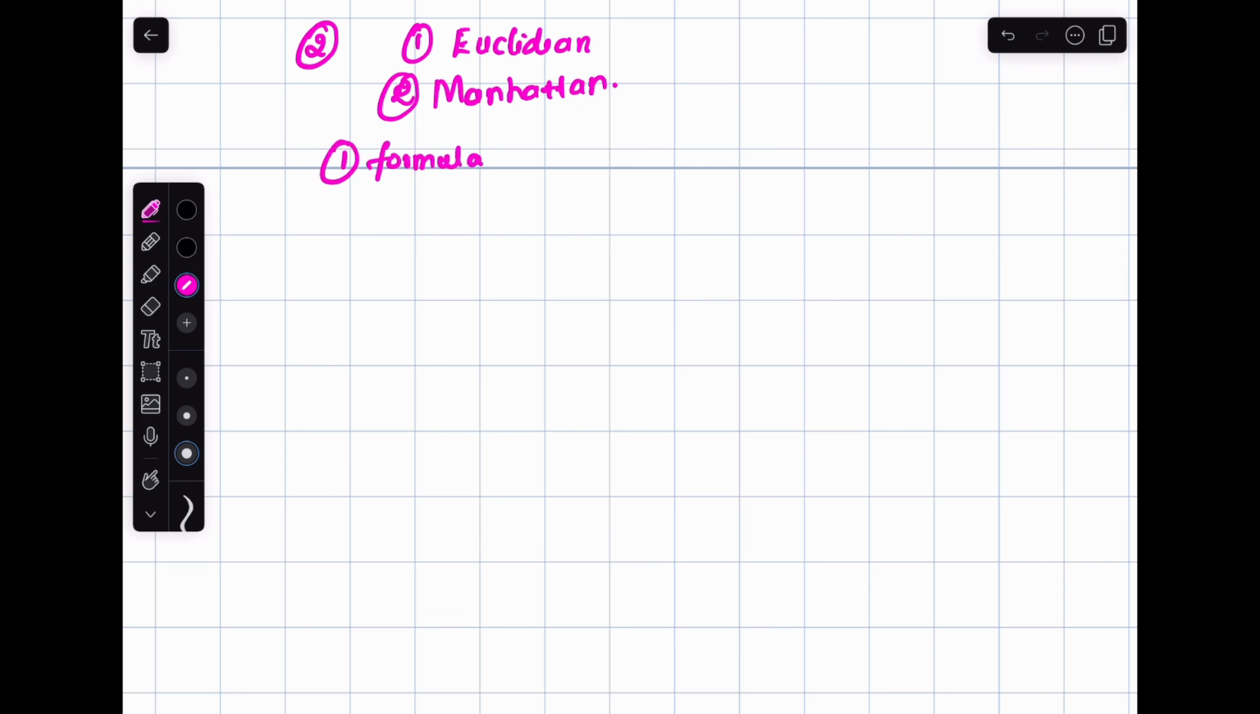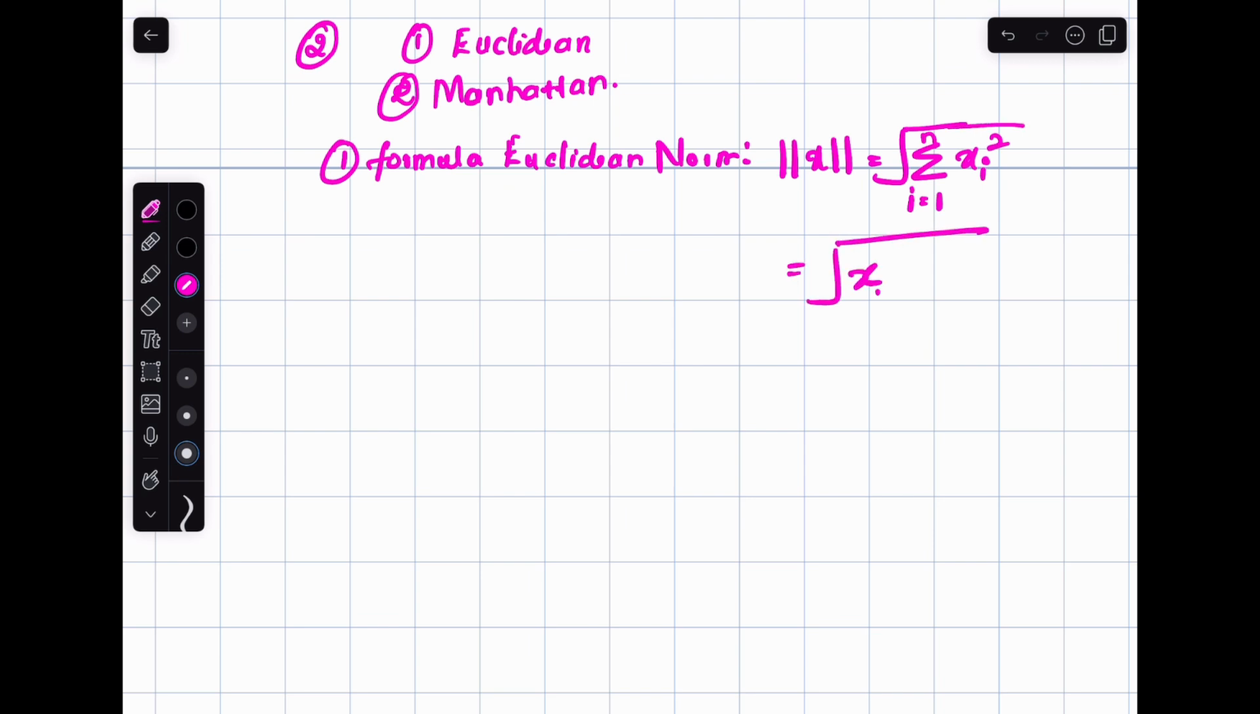The formula for the Euclidean norm, please let me write it down. The norm of x is equal to the root of the summation of i equals 1 to n of xi squared. If I write out the xi squared, it is x1 squared plus x2 squared and so on up to xn squared. That is the Euclidean norm.